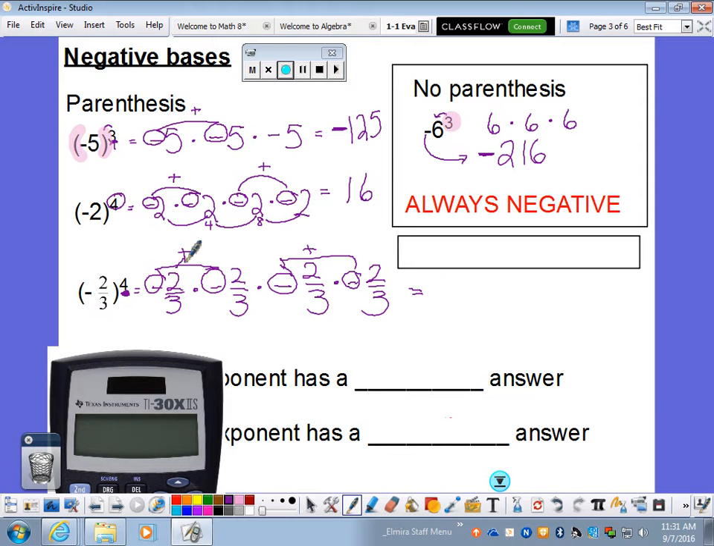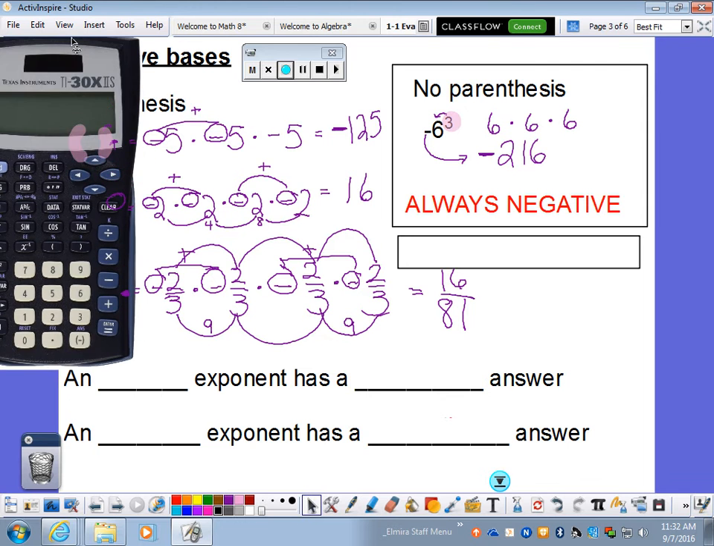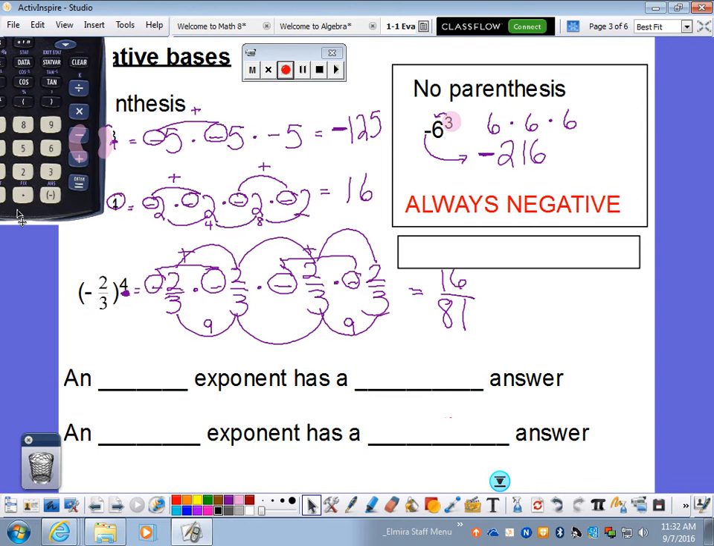Okay, 2 times 2 is 4. 4 times 2 is 8. 8 times 2 is 16. 3 times 3 is 9. 9 times 3 is 27. 27 times 3 is 81. Or you could break it down as 9 and 9, and 9 times 9 is 81. You could type it in the calculator. Whatever you got to do to get our answer of 16 over 81. Okay? An even exponent has a positive answer. An odd exponent has a negative answer.